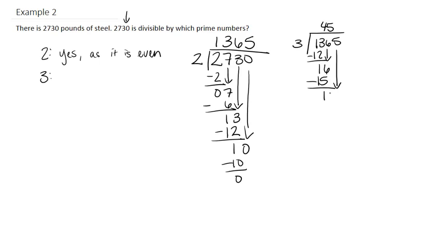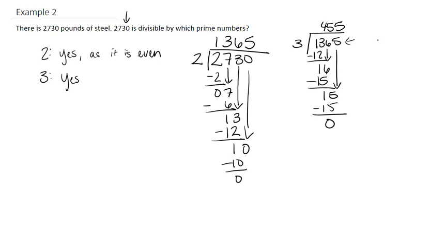We'll bring down that 5. Then we go, 3 can go into 15 five times. So 3 times 5 is 15. So we go ahead and subtract that. 15 minus 15 is 0. So we say yes, as the sum is divisible by 3. And we also confirmed when we divided it by 3, we got a number that was whole.